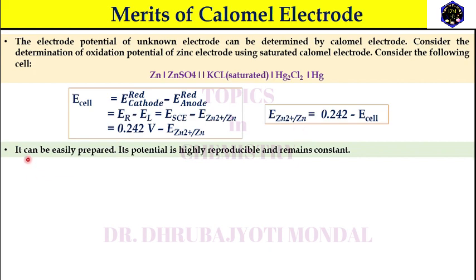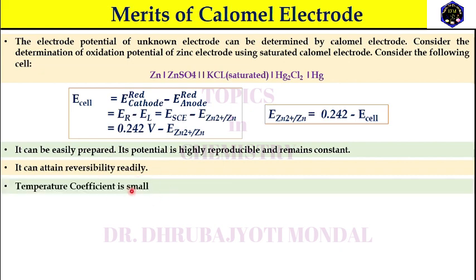Second, it can be easily prepared. Its potential is highly reproducible and remains constant. That is another important point. Number three, it can attain reversibility readily. This is the next point. Another merit of the calomel electrode is that the temperature coefficient is small.